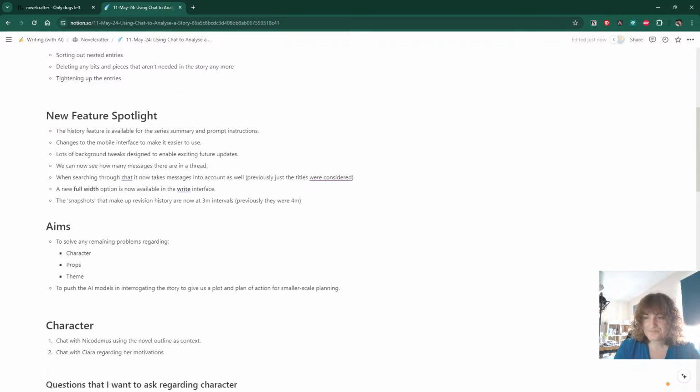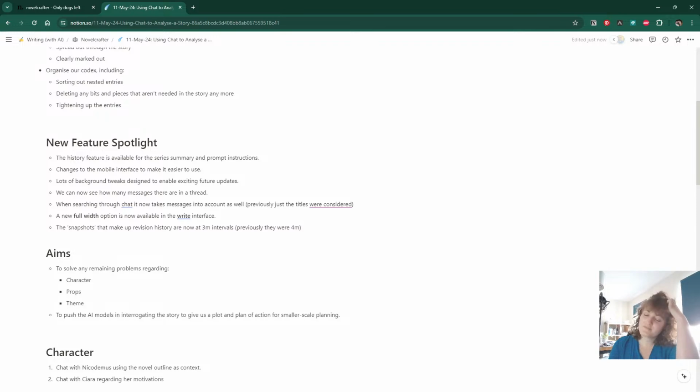Okay, so the aims of this session are to go over the final bits and use chat in conjunction with the context options in order to solve any remaining problems regarding character, props, and theme. And then we were going to push the AI models in interrogating the story to give us the plot and plan of action for small scale planning. So writing beats, for example, getting those nittier grittier bits and bobs. Thanks in advance to Corey for a lot of the help he gave in looking over the prep for this session and his sage advice.